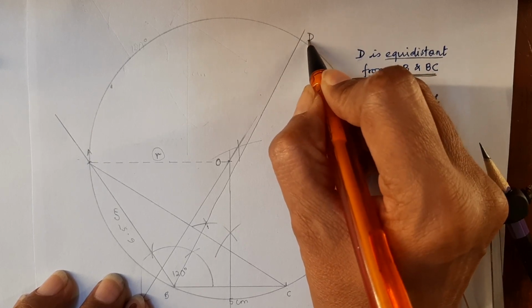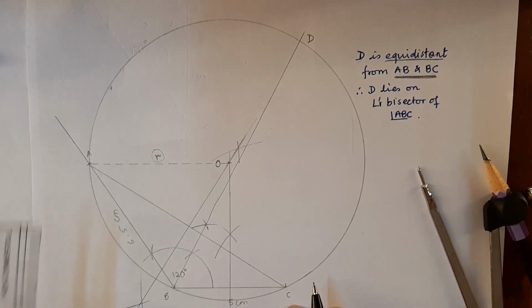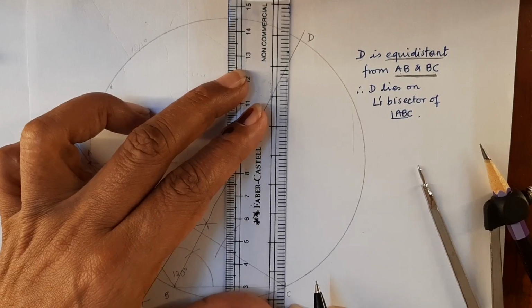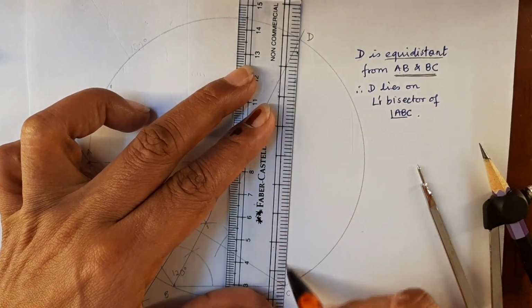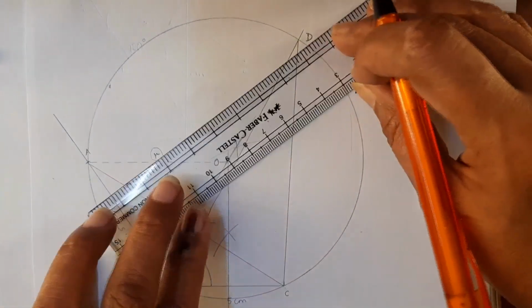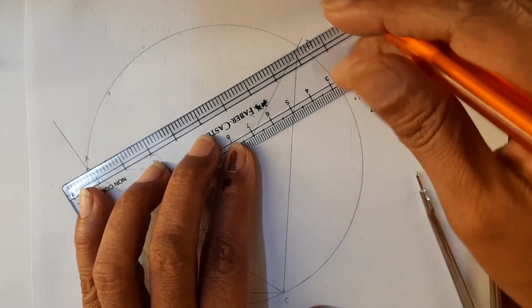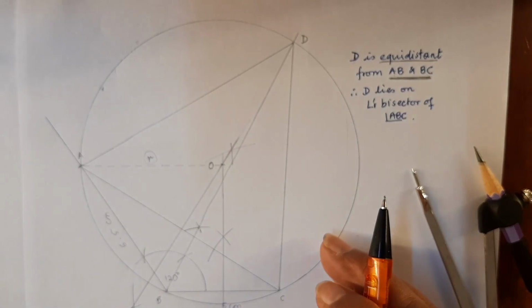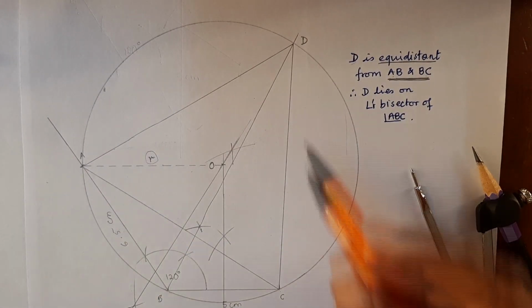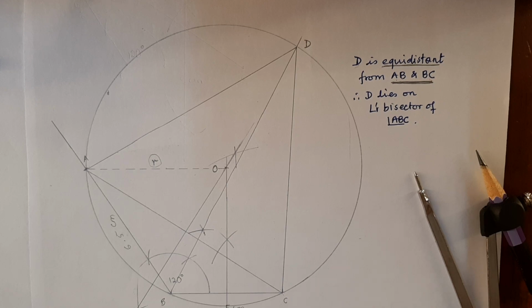Now this point D is equidistant from AB and BC. Okay, now let us see how we get the cyclic quadrilateral. We have to join C and D. And then D and A. So ABCD is our required cyclic quadrilateral, and that would give you your full marks, 4 marks for this construction.